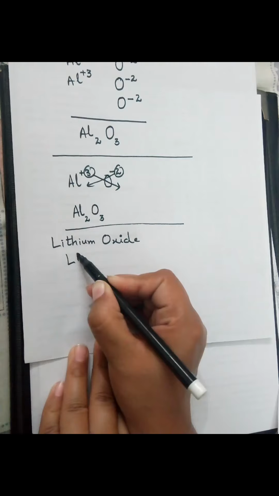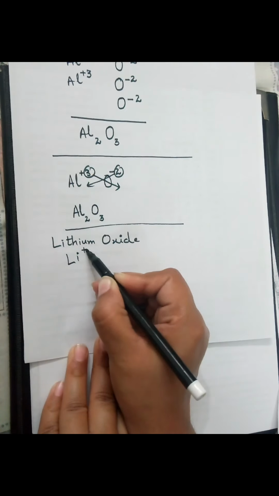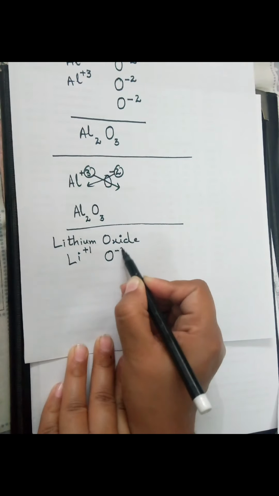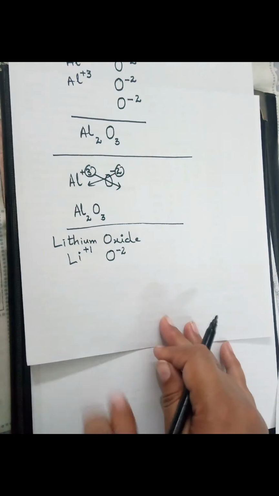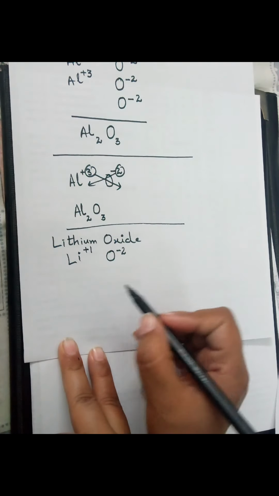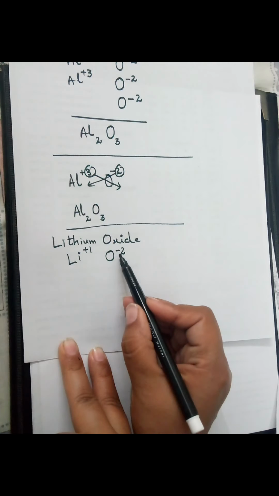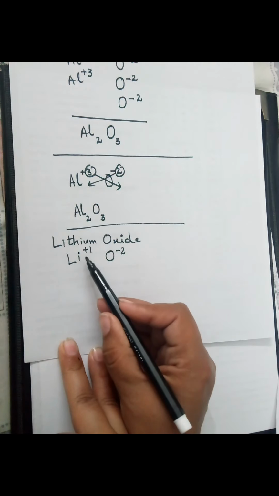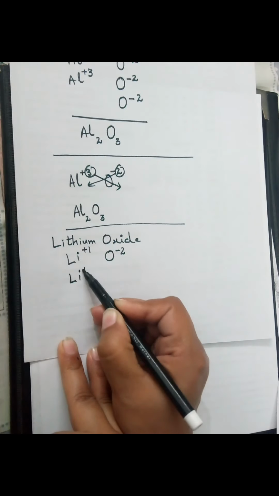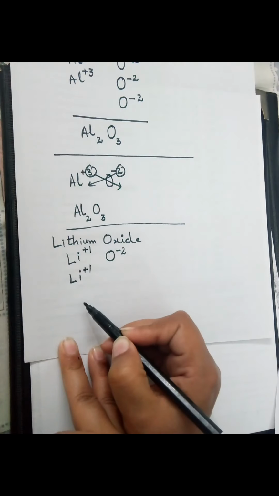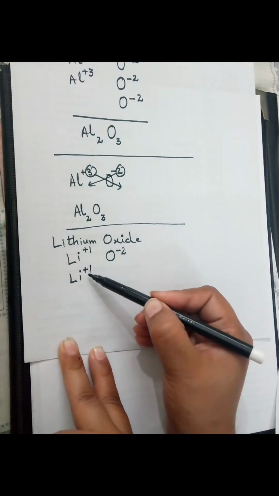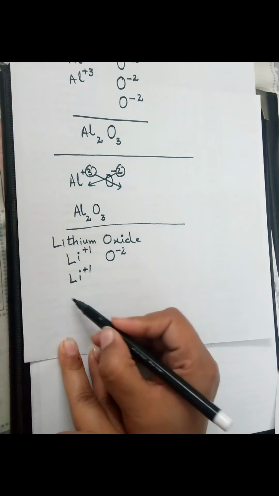Okay. Lithium Li positive 1, oxide negative 2. Now balance the charges. Oxide contains negative 2 charge and lithium contains positive 1 charge. I will add one more lithium to make it positive 2 charge. Okay. Now the charges are balanced, positive 2 and negative 2.